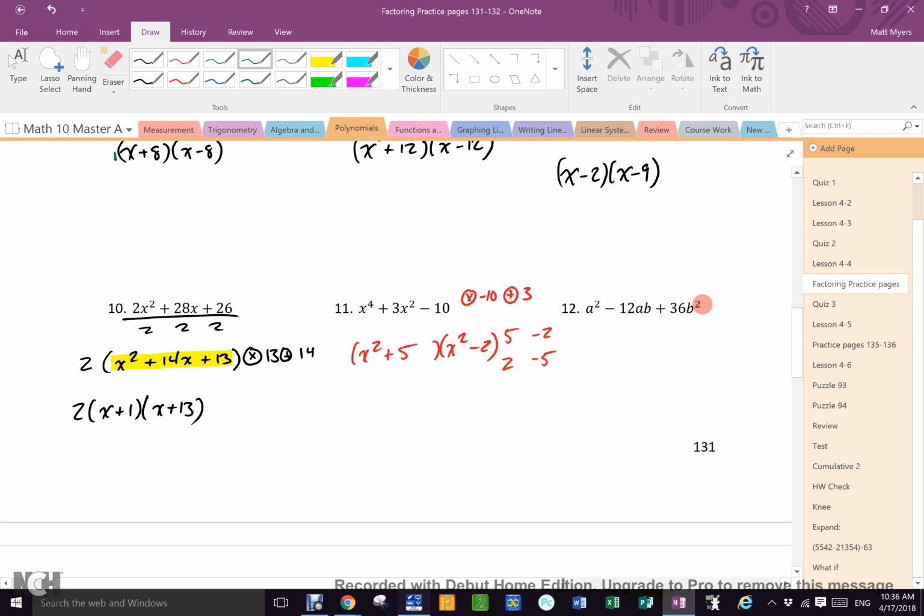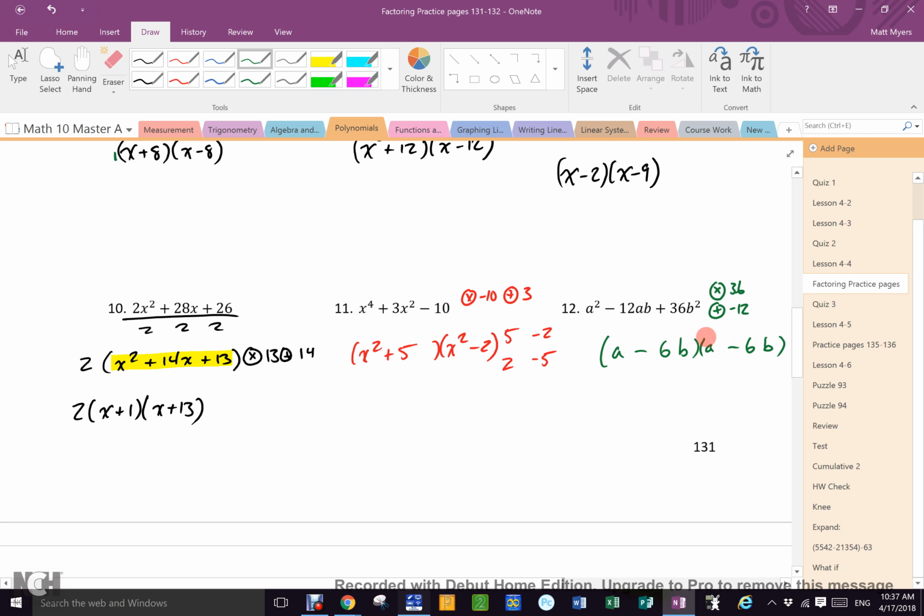There's a b squared. Well, we know it's got to be a and a to make the a squared. What makes the b squared? B and b. Does anything else change? No. So I have to multiply to 36 and add to negative 12. Is it 1 and 36? 2 and 18? 3 and 12? 4 and 9? 6 and 6? Yes. Negative 6b, negative 6b.